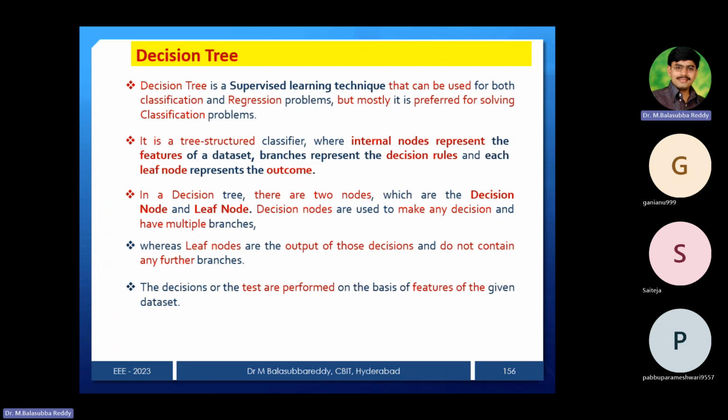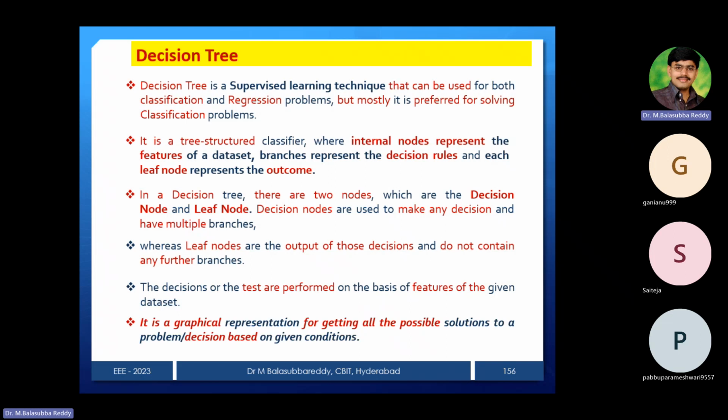These decision tests are performed on the basis of the features of the given data set. Normally, any data set has some features and one target output. Based on the features, we are going to find our decision. That's what you can call our output.